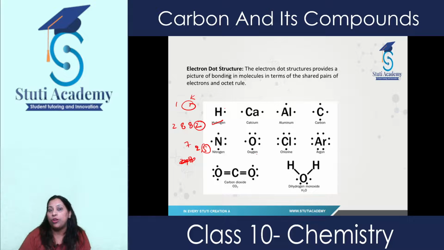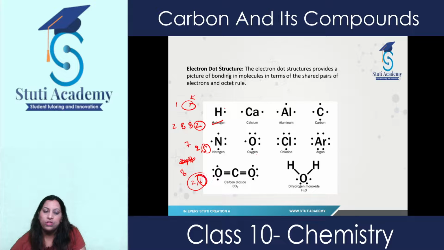And if we look at the example of oxygen, its atomic number is 8, so we write its electronic configuration as 2, 6. So it has 6 electrons in its outermost shell, and these 6 electrons are represented by these dots. Now look at the example of chlorine. It has 7 electrons in its outermost shell, or we can say the valence electrons of chlorine are 7, so they are represented by 7 dots. And if you look at the example of argon, which is an inert gas, it has 8 electrons in its outermost shell. These 8 electrons are represented by these 8 dots.